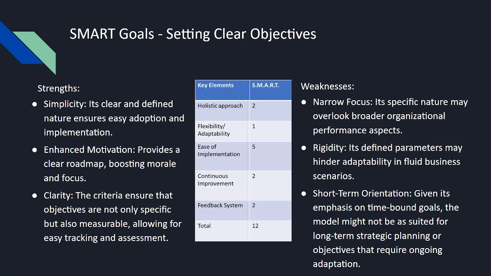that require ongoing adaptation. So this model actually received the lowest overall score just due to its holistic approach, flexibility, continuous improvement feedback system. So the system is very simple, clear, and effective. However, it is just not very useful in the business environment as it does not do a very good job of flexibility, and it does not have a really good opportunity for continuous improvement or a feedback system. However, the ease of implementation is the highest of them all, as anyone and everyone can do it.